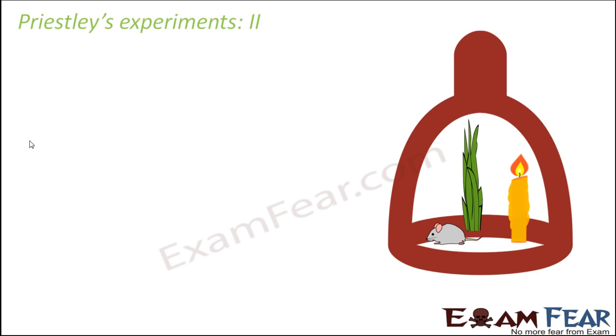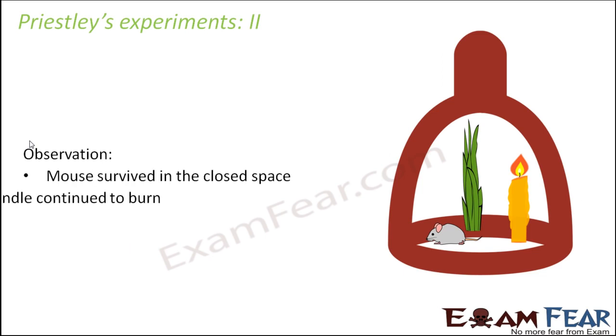And now what did he observe? He observed that the mouse survived in the closed space, and the burning candle continued to burn. He was quite surprised: what magic did the plant do? It is very obvious that last time the mouse as well as the candle died or got extinguished because of the lack of oxygen. So it must be that the plant is actually compensating for the lost oxygen.